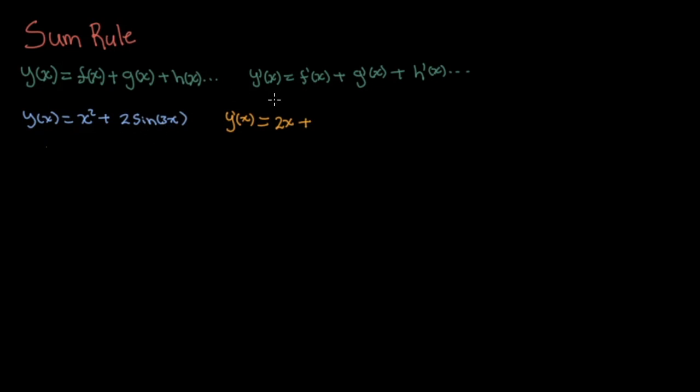We know from the previous video on the derivative of a sine function that the derivative of a sine function is a cosine function. So it's going to be 2 cos 3x times the derivative of whatever's in here, so times 3. And then we can further simplify that to 2x plus 6 cos 3x.